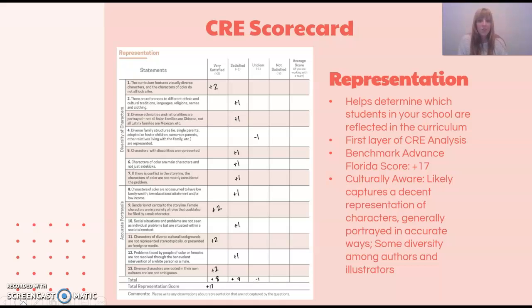So their score of positive 17 means that they are culturally aware. So they can capture a decent representation of characters, and they are generally portrayed in accurate ways. There is some diversity among authors and illustrators, but not complete diversity of authors and illustrators.